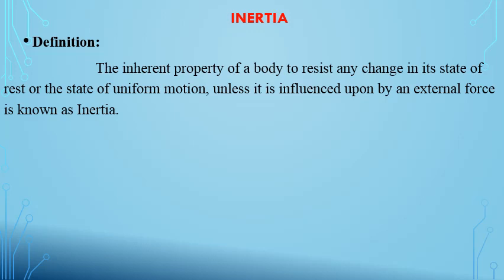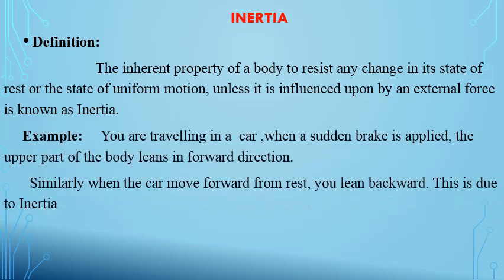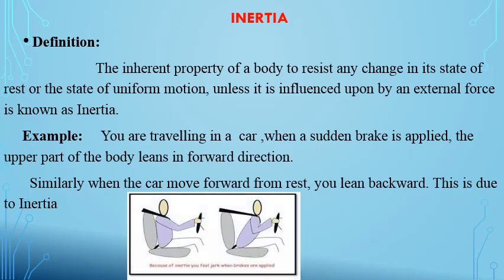When a person is pedaling a bike and suddenly hits the front brake, what will happen? His body continues to move and he flies over the handlebars. Here the force applied on the front brake acts as an external force. One more example: if you are traveling in a car and give a sudden brake, your upper body will lean forward. This all happens due to inertia.